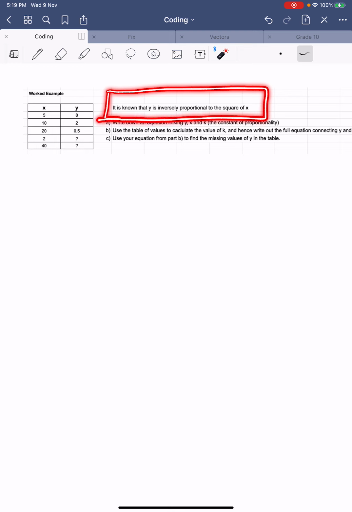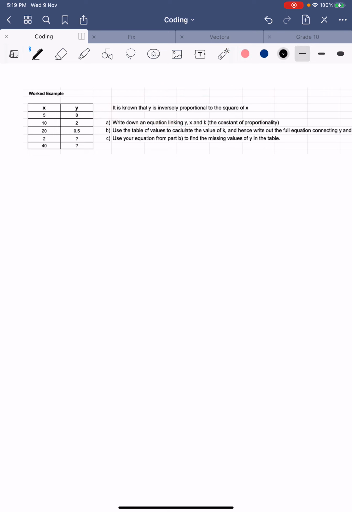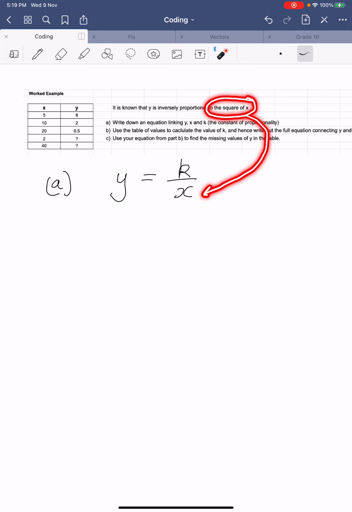So it is known that y is inversely proportional to the square of x. So we're going to go ahead and write down part A. The link between y and x always looks like this, all right? But now we have to be careful with the way the question is worded. It's inversely proportional to the square of x, so that's what should appear here. So we've got a little squared missing, all right? So let's go and add that now.